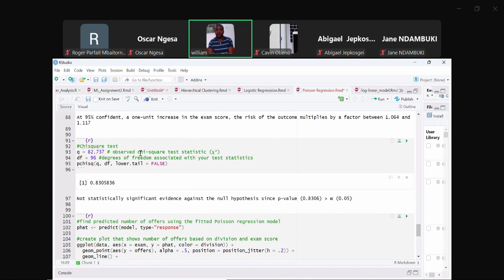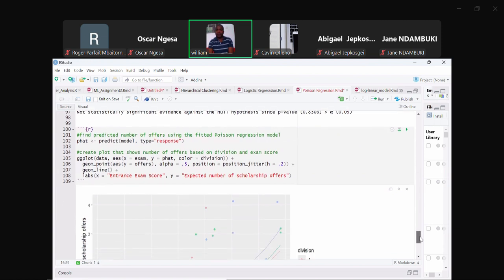So we take the observed chi-square test statistic. Basically, chi-square is just x squared, and then degrees of freedom at 96. If we run this, we get 0.30. What does it mean? Because this is the p-value of chi-square, it is higher compared to the alpha value, so it's not statistically significant. But again, we can say the data we have can at least help us come up with something, even though it's not statistically significant.